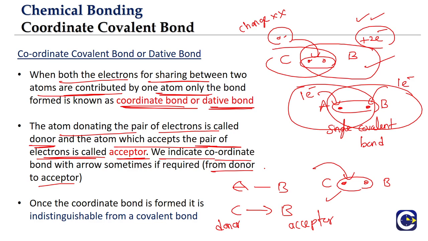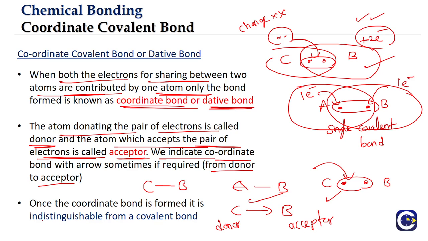Now once the coordinate covalent bond is formed, from the study of the bond as such, there is going to be no difference between a coordinate covalent bond and a normal covalent bond. That is the reason why, once a bond is formed, it is not like we always have to represent this with an arrow. We can also represent the coordinate covalent bond with a normal line, but the only thing is we should know that this is a coordinate covalent bond or a dative bond.